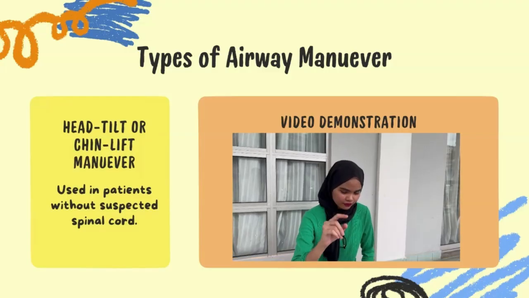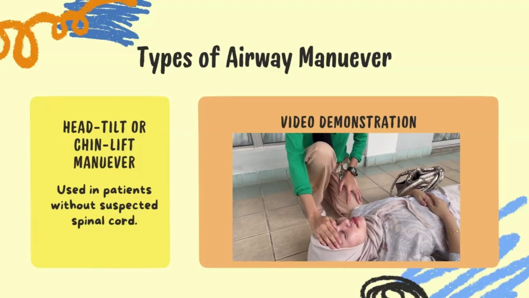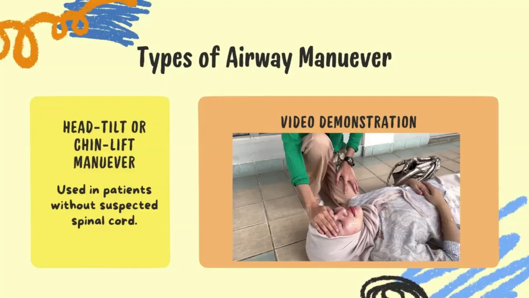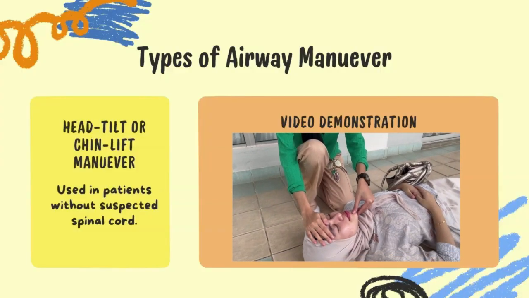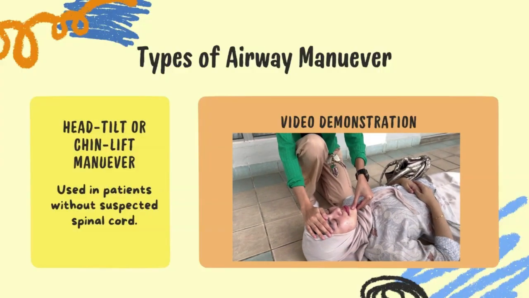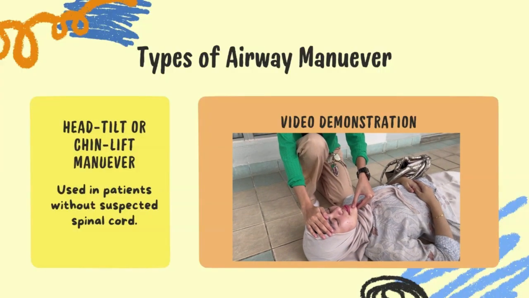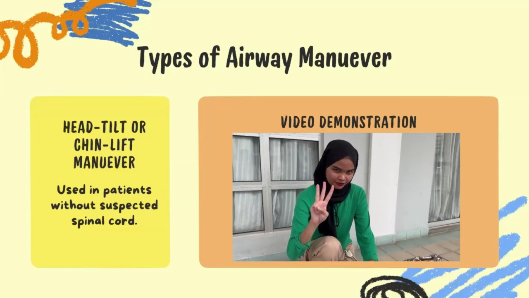First, kneel beside the casualty at their shoulder level. Second, place one of your hands on the casualty's forehead and apply firm pressure with the palm to tilt the head back. Place fingertips of the other hand under the bony tip of the lower jaw and bring the chin forward.